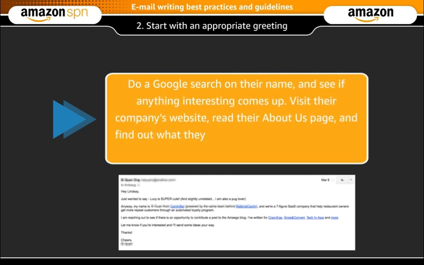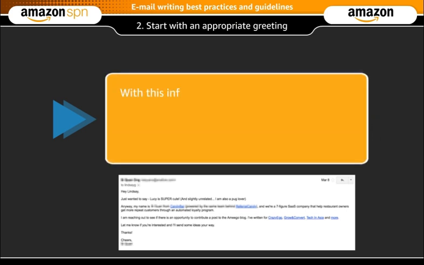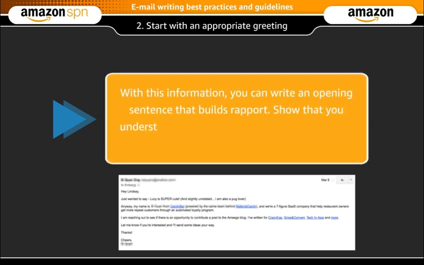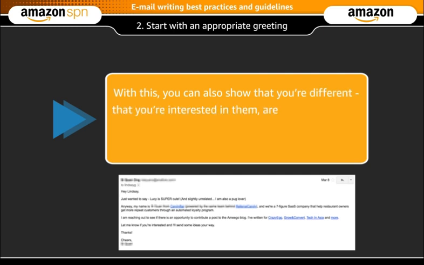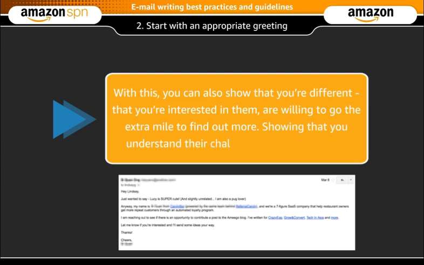Visit their company's website, read their About Us page and find out what they are working on or interested in collaborating on. With this information, you can write an opening sentence that builds rapport. Show that you understand them, what they need, and how you can help them. With this, you can also show that you're different, that you're interested in them, are willing to go the extra mile to find out more. Showing that you understand their challenges helps build trust.